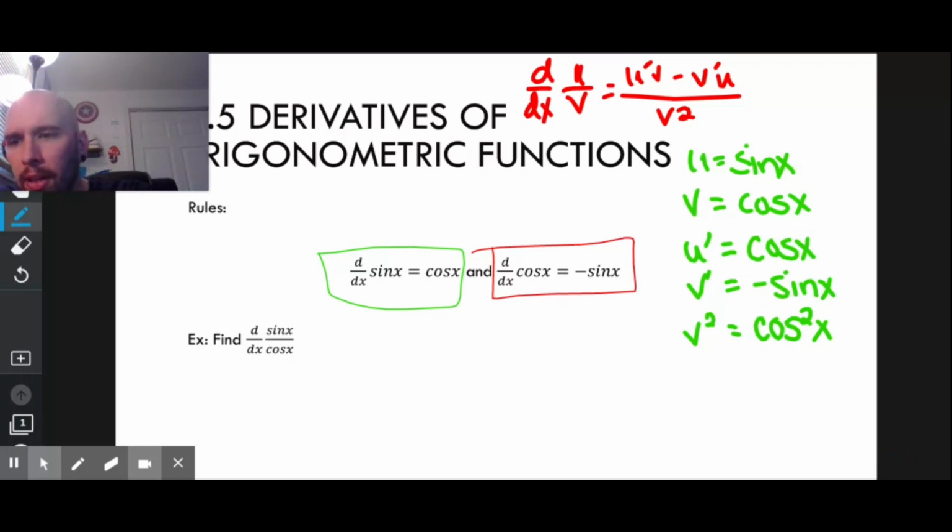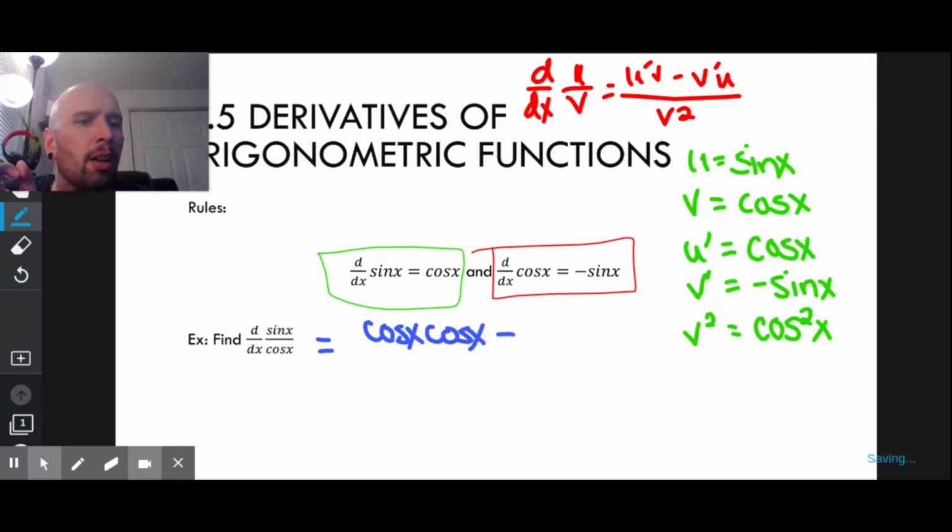So the derivative of this is going to be u prime v. U prime is cosine x. V is going to be cosine x, minus v prime, which is negative sine, so we have a double negative here, times u, which is sine x.